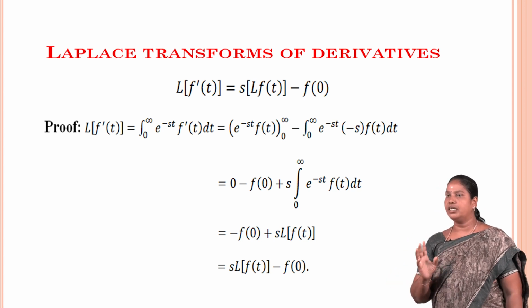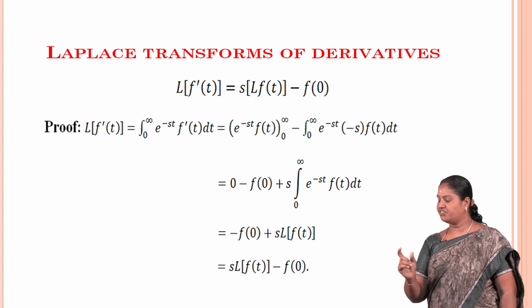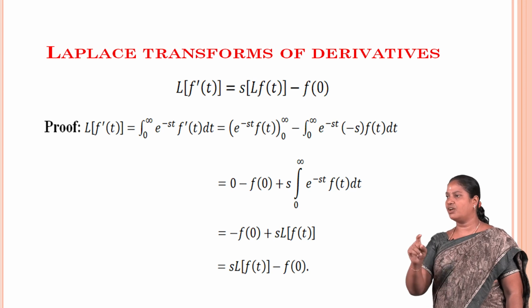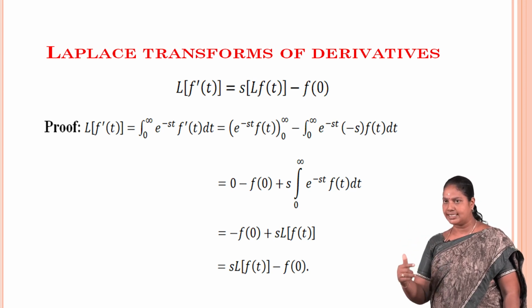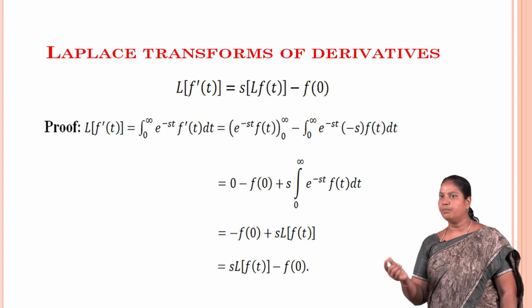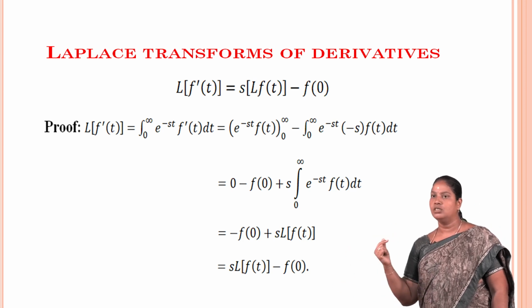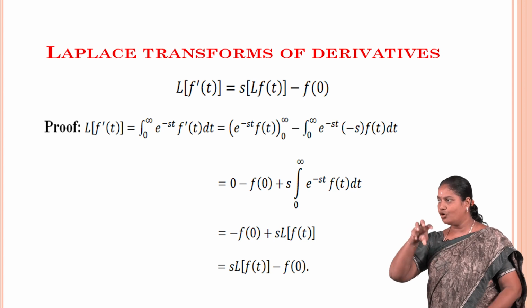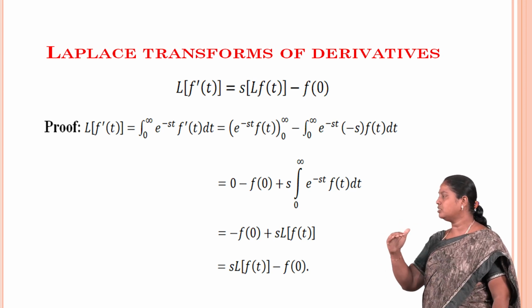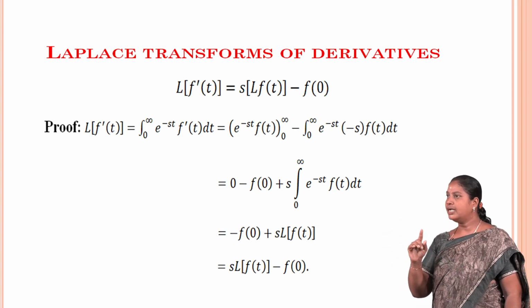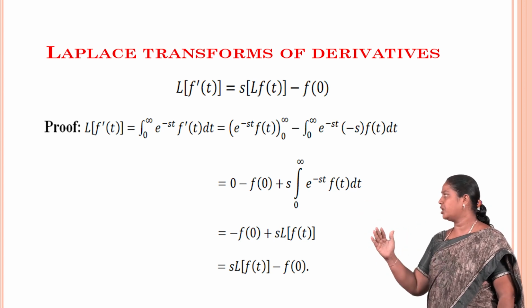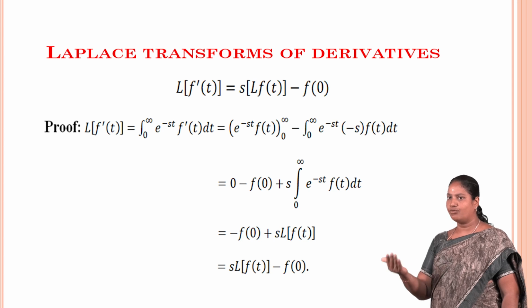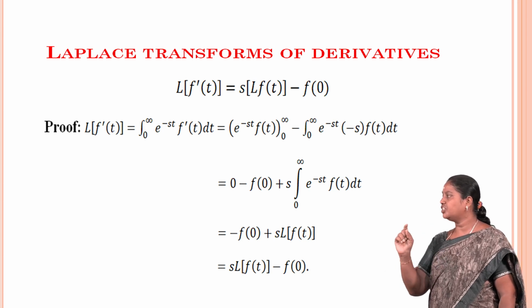So it is nothing but L of f'(t). f'(t) is nothing but the first derivative of f with respect to t. So L of f'(t) is equal to s times L of f(t) minus f(0). So f(0) is the value of the function f at the initial point 0. Because we know that the domain of t starts from 0, therefore 0 is considered as an initial point.